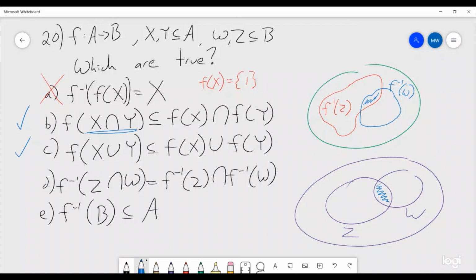Now, the question is, is there equality? And it turns out that because f is a function, there is going to be equality. So, doing a little bit of work to figure out if there is equality, you would be able to show it. And then the preimage of B is a subset of A. That is going to be true, because A can only map to B, so if you look at the preimage of everything in B, that's going to be in A.